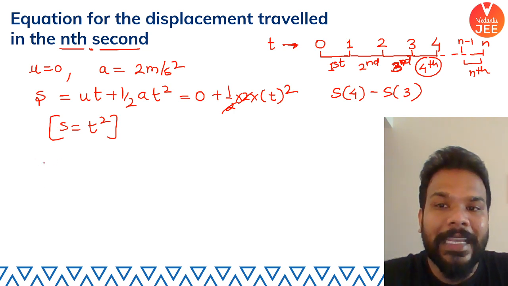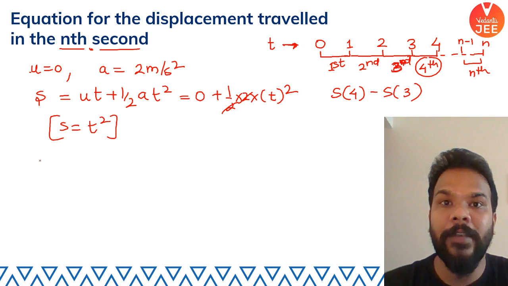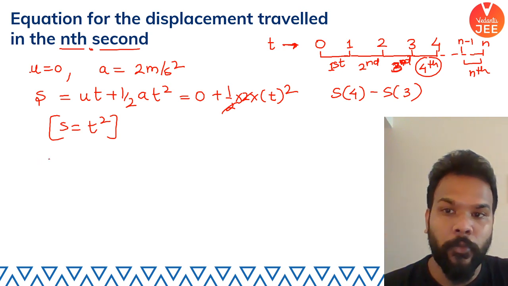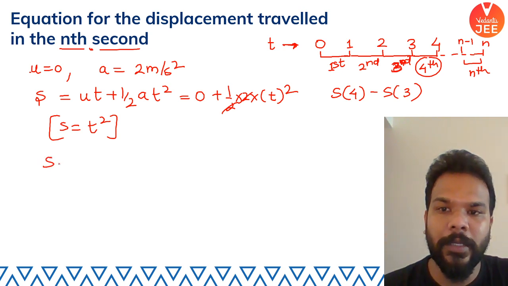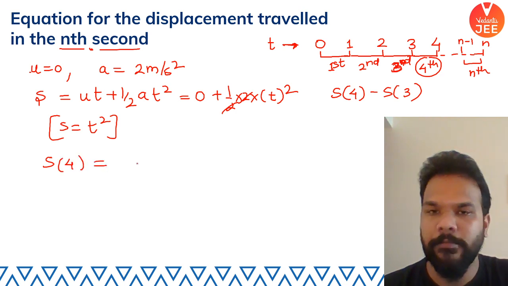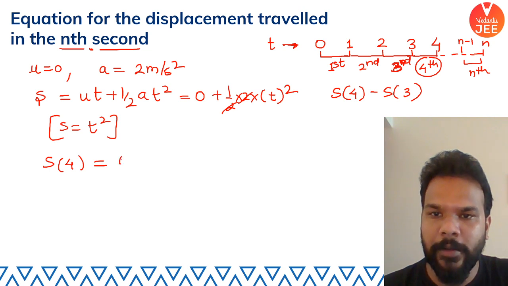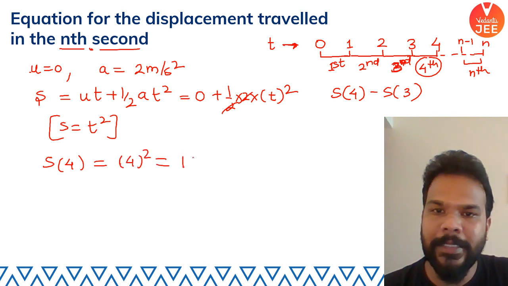So now I want to calculate the displacement traveled in the fourth second. So I'll do one thing. First, I'll calculate the total displacement covered by the body in 4 seconds. So I'll just put the value of 4 here. So what I'm going to get is 16 meters.